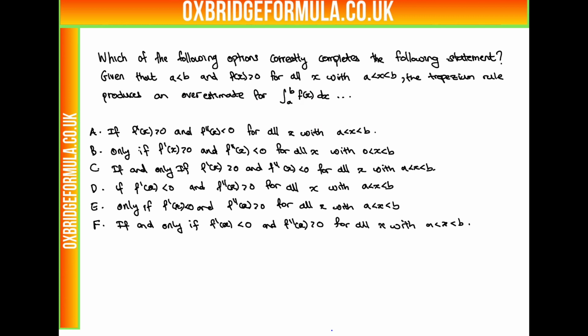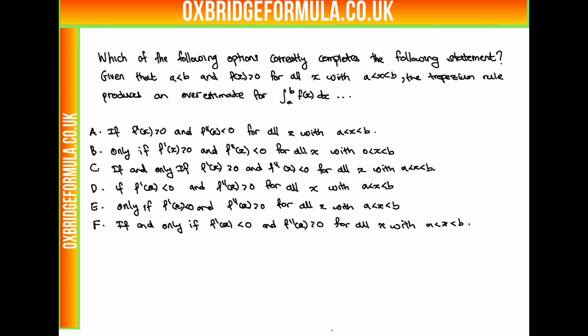So the statement is, given that a is less than b, and f of x is positive for all x between a and b, then the trapezium rule produces an overestimate for the integral of f of x from a to b when what holds. So essentially we need to complete this with either A, B, C, D, E, or F.